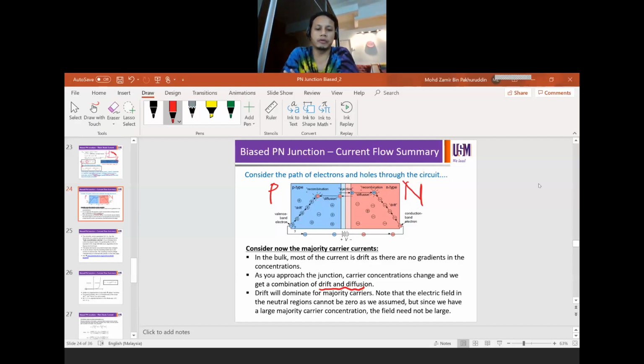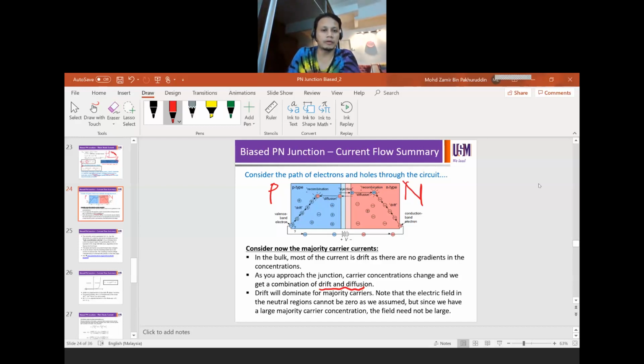Drift will dominate for majority carriers. Note that electric field in the neutral region cannot be zero. Yes, in principle, if you want to summarize by equation, you can say that it's zero, but practically it's not completely zero in actual devices because you do have some effect as well. But in theory, we assume that the quasi-neutral region is zero based on the plot last time that we discussed. Okay.